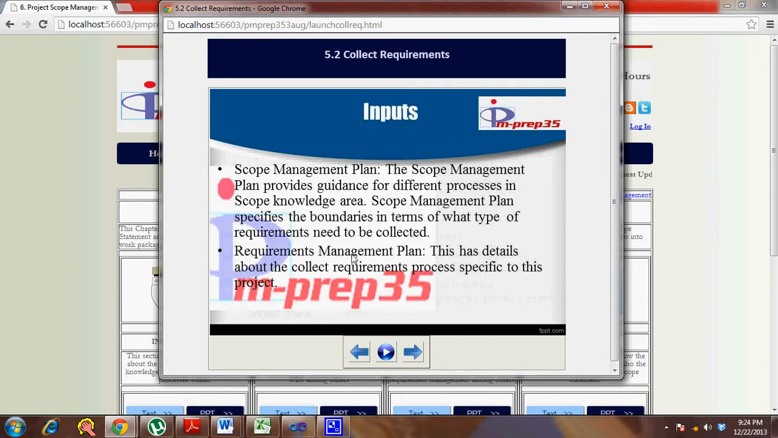Then comes the actual plan, which is the requirement management plan, which has details about how requirements will be captured, what tools will be used. Because these two are there and we are getting specific to the particular process, we don't have the project management plan as the input here. That role will be taken care of by the scope management plan and the requirement management plan.